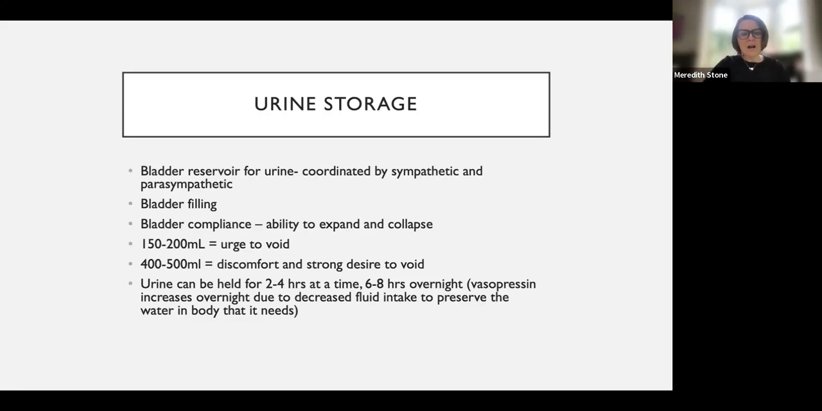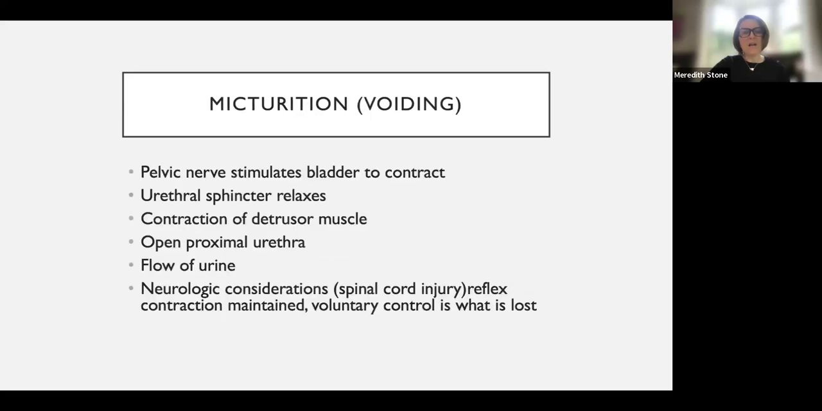That is not normal. But vasopressin or antidiuretic hormone is going to increase overnight as you are not taking in as much water when you're sleeping, right? And so it tries to preserve the body's water overnight that it needs. And that's why you're then able to sleep through the night and not have to get up and go to the bathroom.